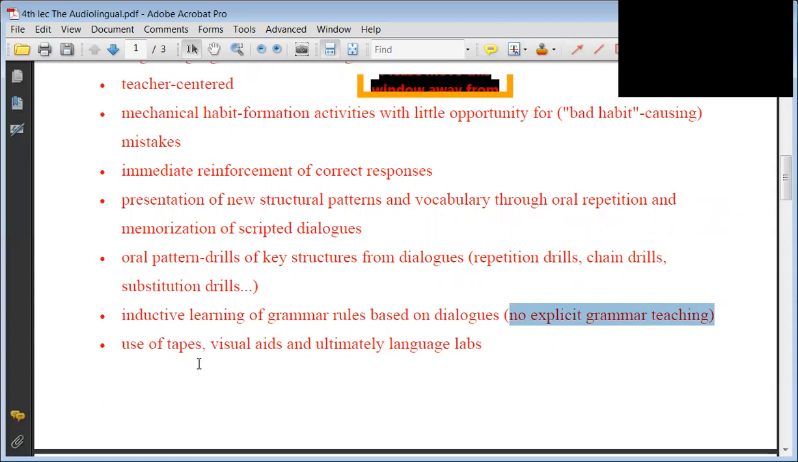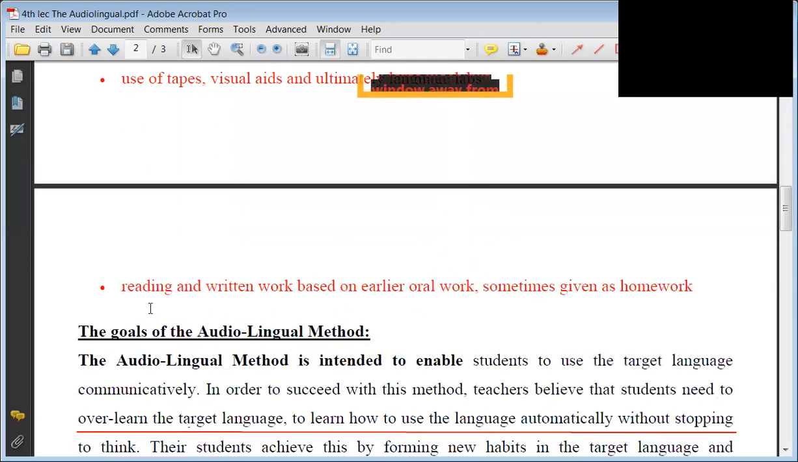Use of tapes, visual aids, and ultimately language labs. So they use the visual aids and the tapes as a model, and the learners repeat after them. These are the means through which the students can produce the language as a habit or mechanically, as I've just explained. Reading and written work based on earlier oral work, sometimes given as homework.